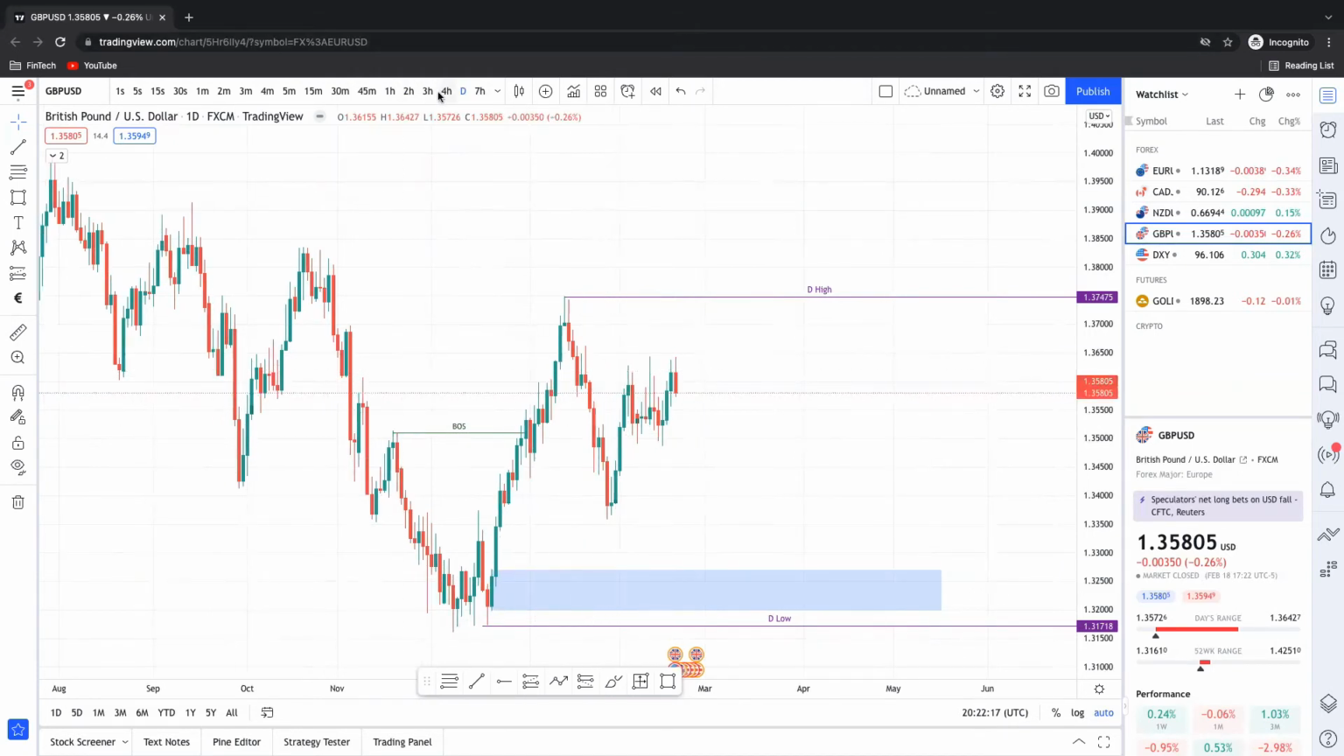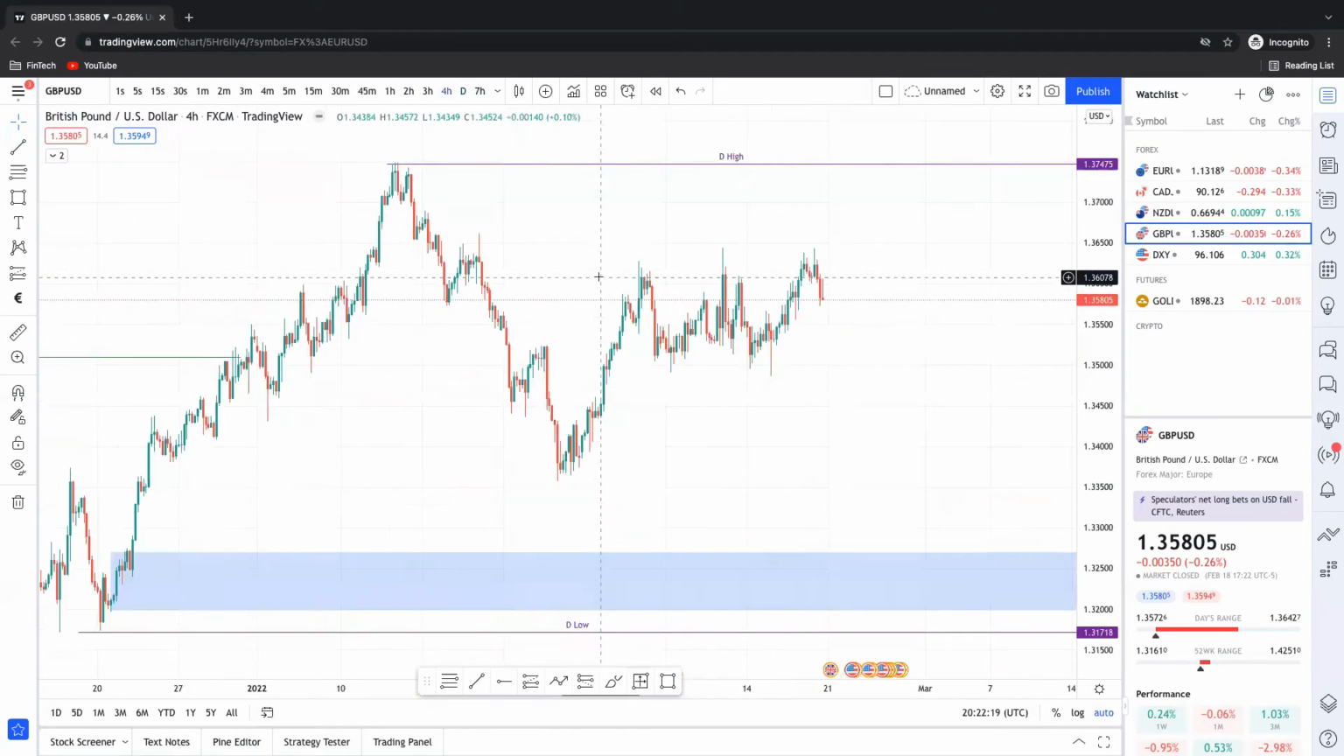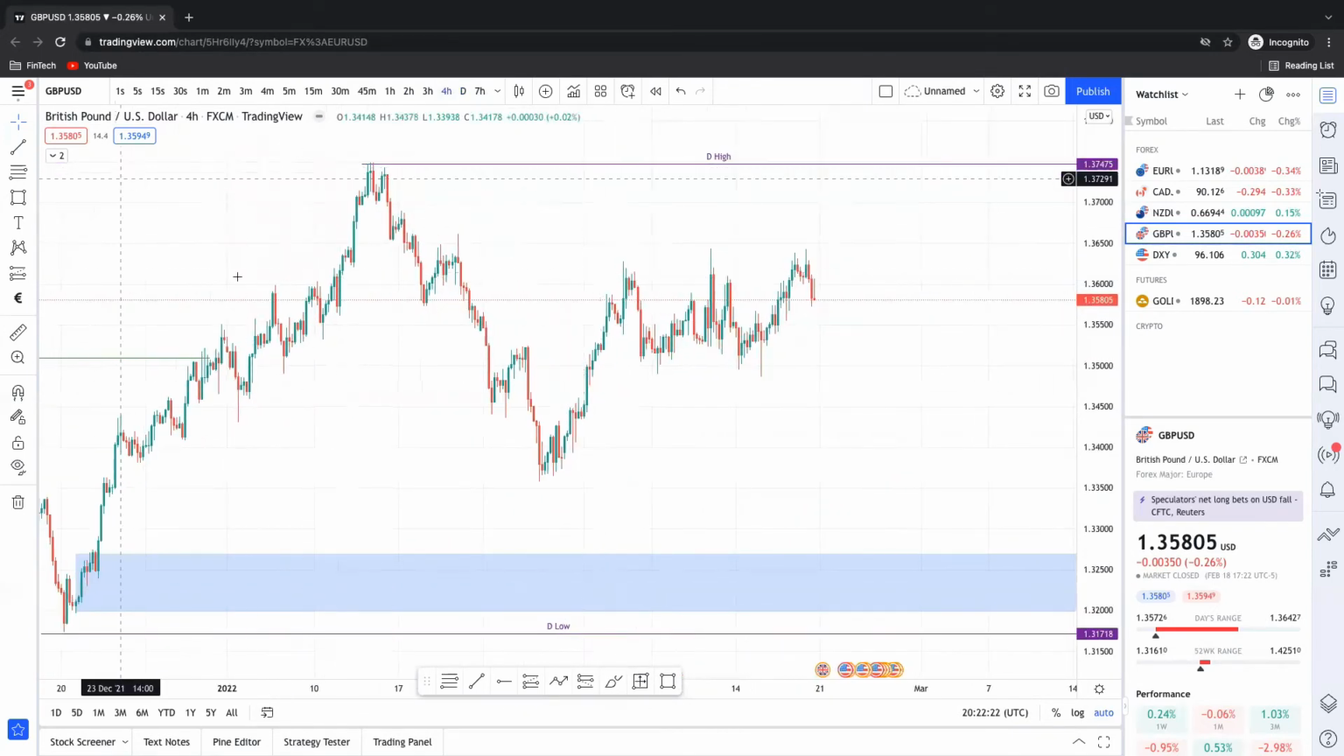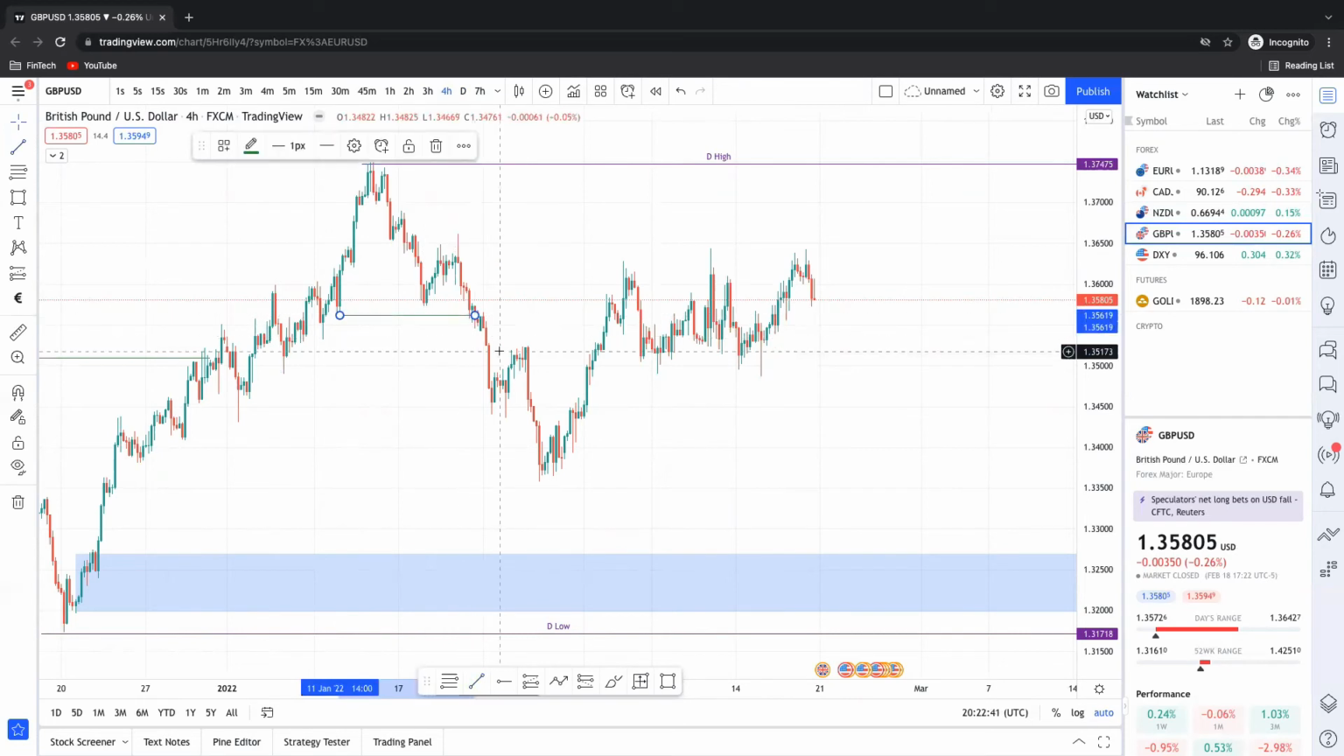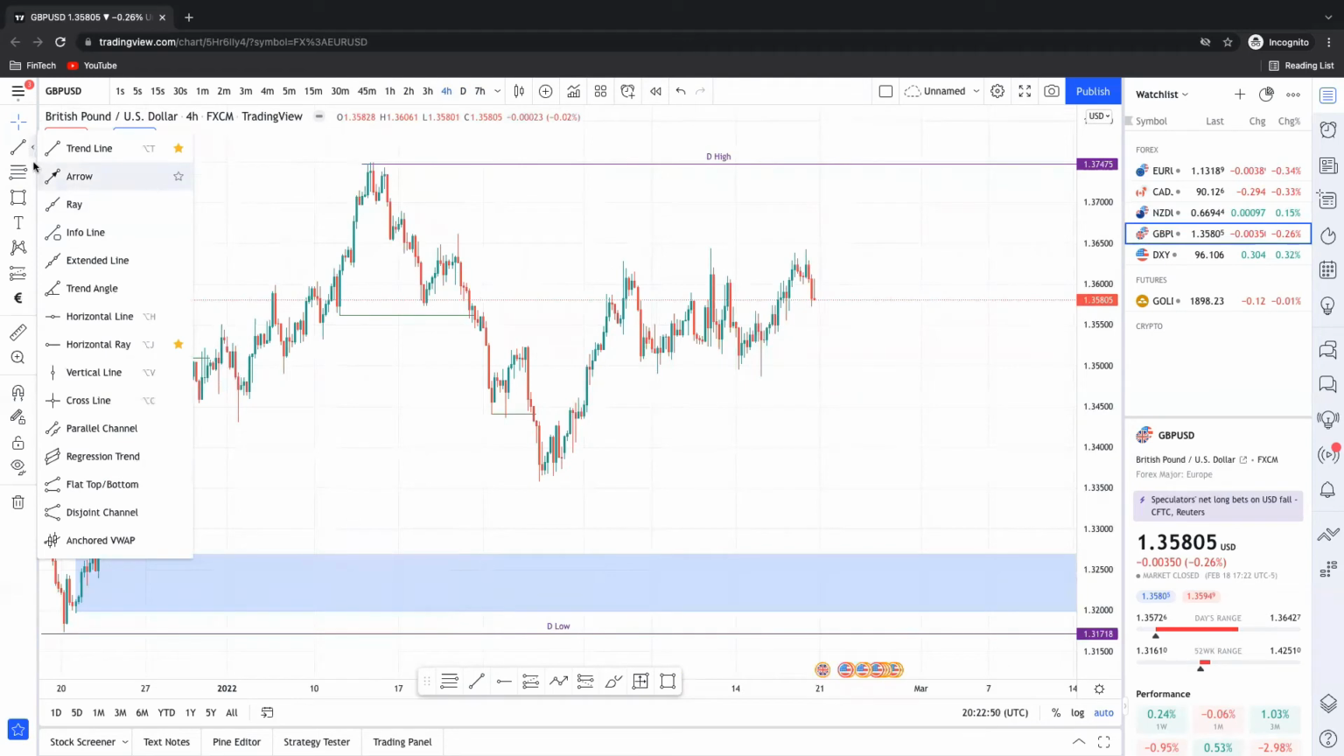Now on the 4-hour time frame, what do we see here intraday? We got this high and we got the first break of structure here, second break of structure, and it's mitigating something here. Let me mark this. So we have the first break, second break with no mitigation, and it is mitigating here.